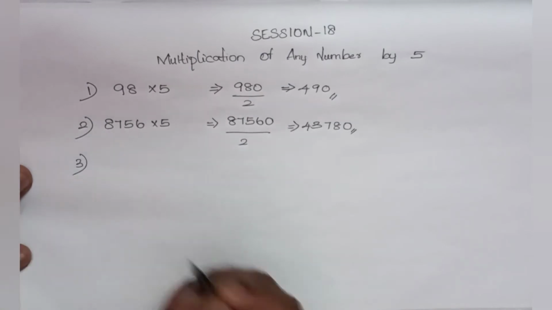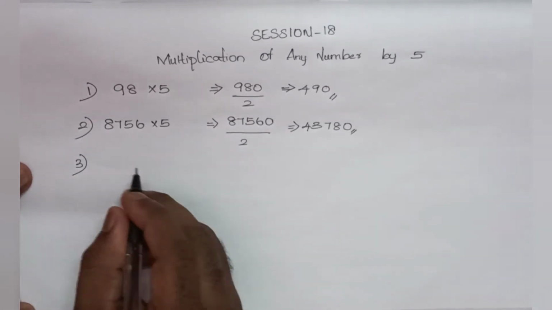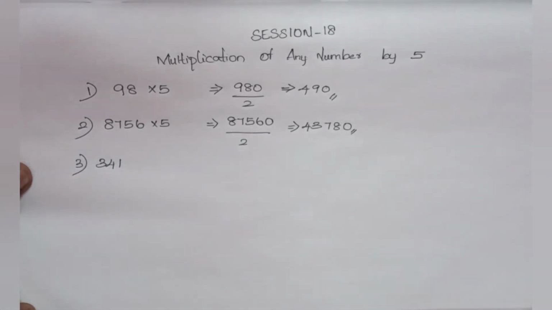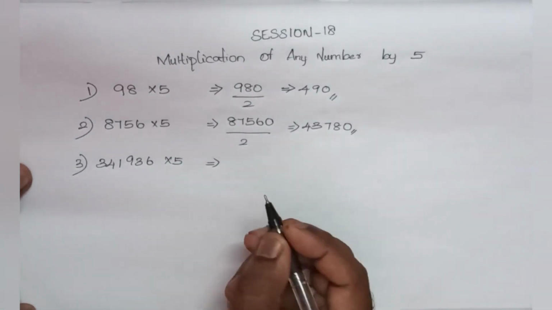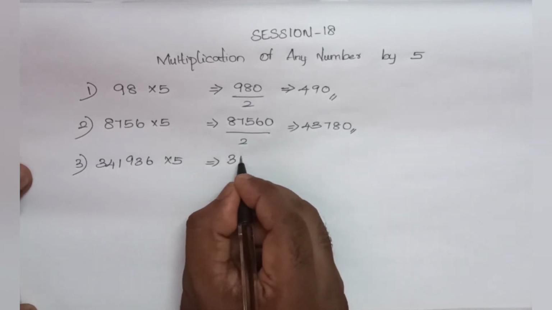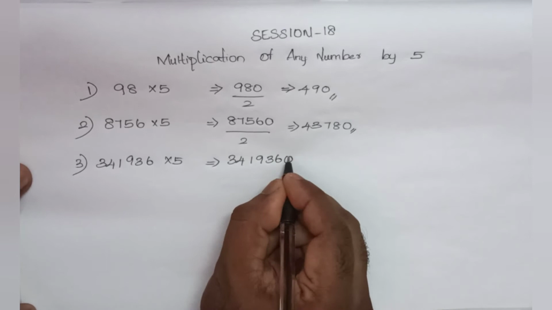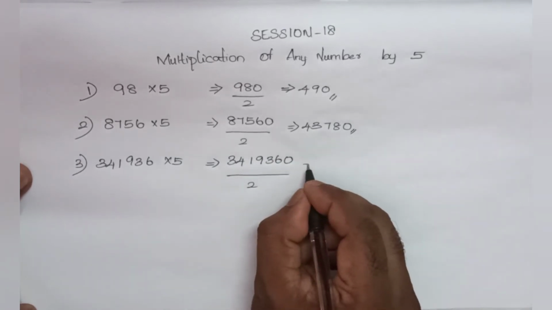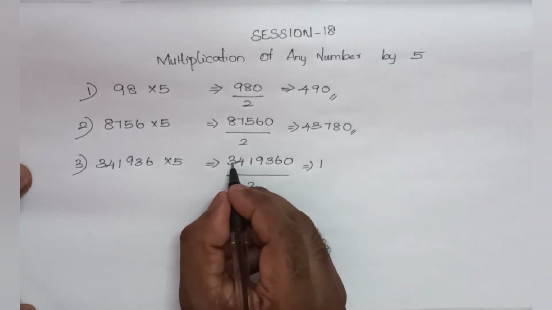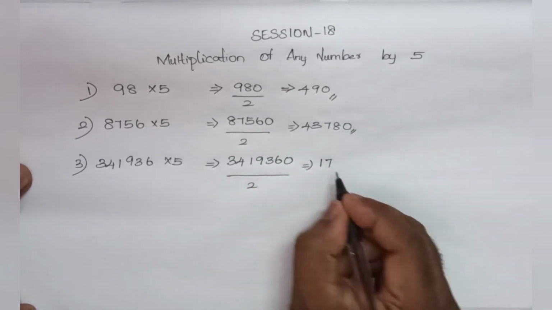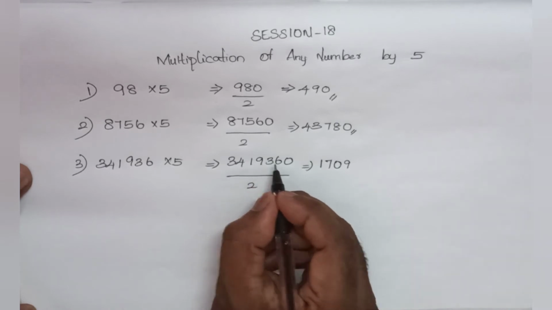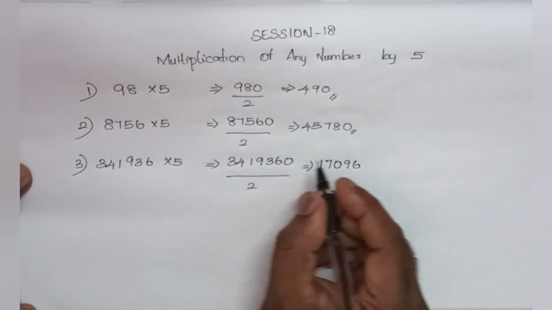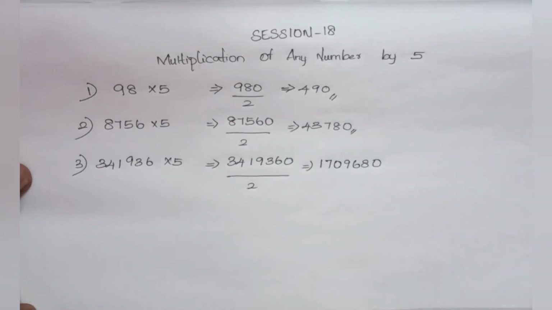Third example, I am taking a little bit bigger number, 341936 into 5. Again multiply by 10, 341936 0, divided by 2. 1, remainder is 1, so 14, 7, then here 1, so put 0, 19, 9, 2s are 18, balance 1 here, 13, it is 6, 1 remainder, so 16, it is 8, 0. That's all. Let me see the final example.